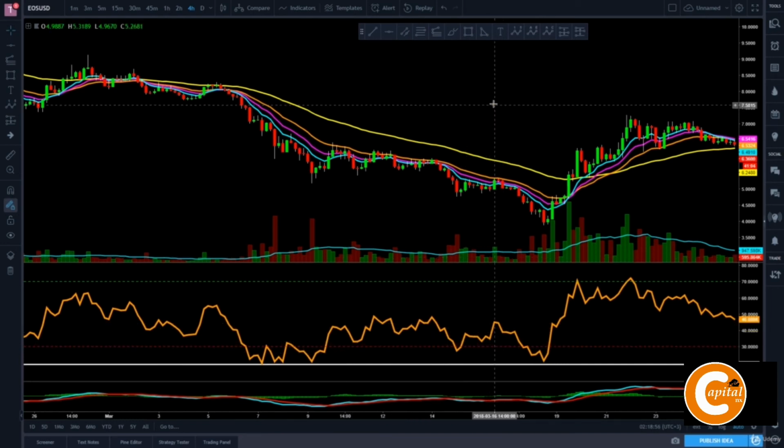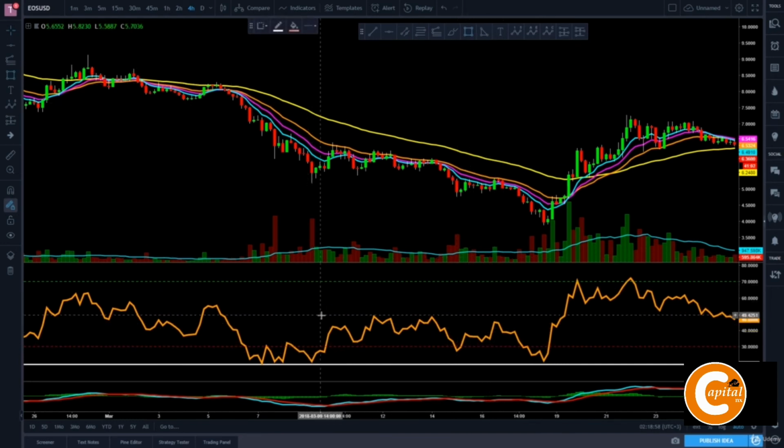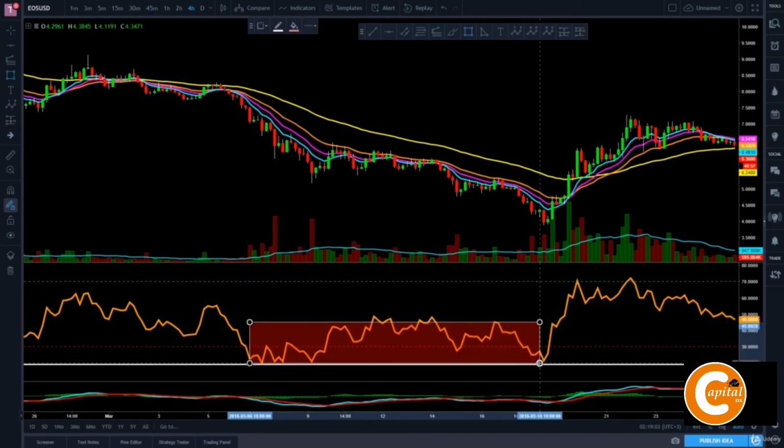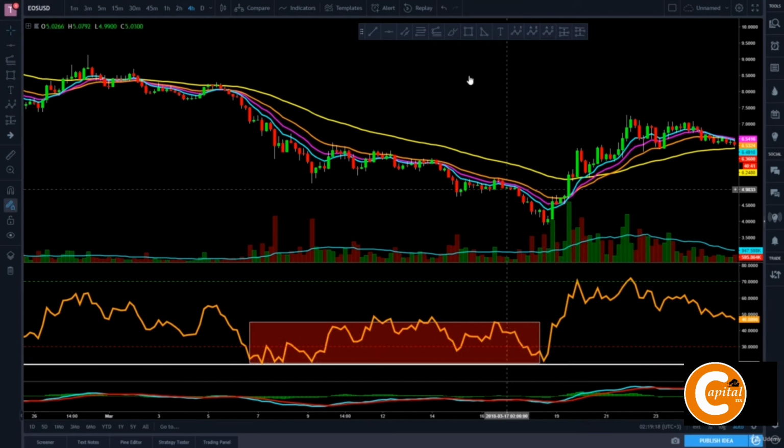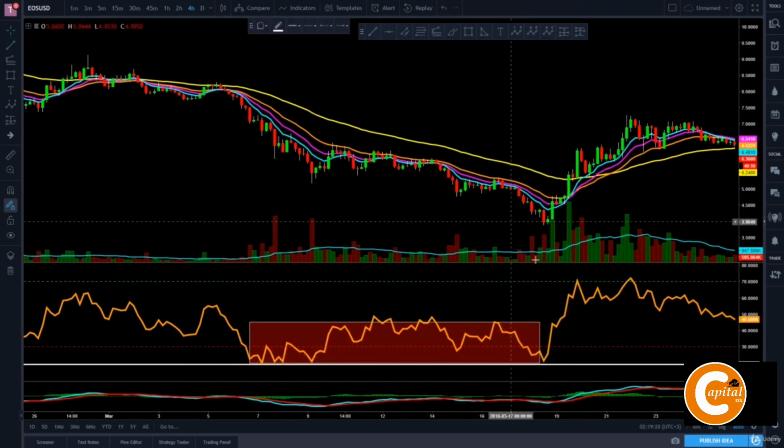I will take my rectangle tool to highlight this area of 40, 45 to the oversold region of 30 and below. So for me, this point right here on the RSI now will be enough confirmation to enter a buy position, because we see that the volume is slowly increasing, and this support range of 19 on the RSI held very strong.